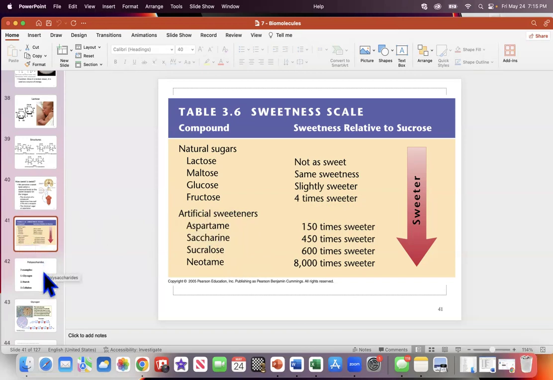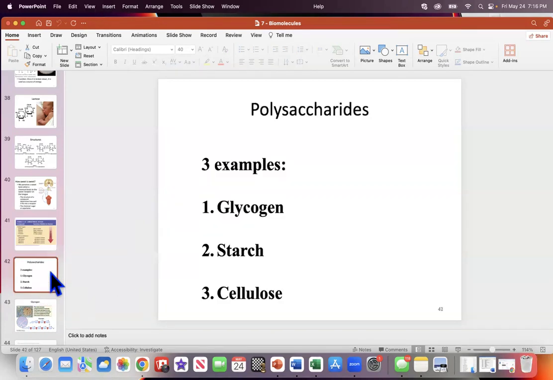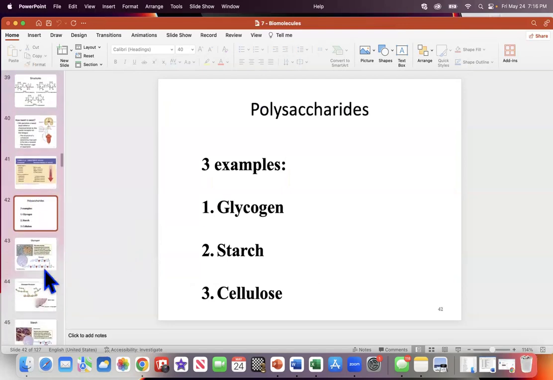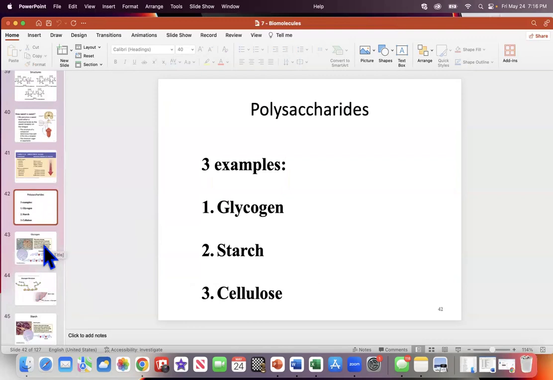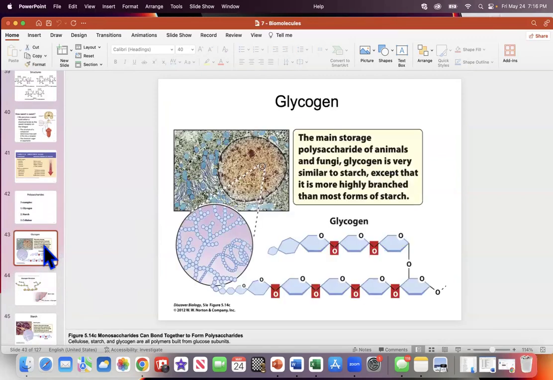But some studies show they also have some side effects. So we consider them not healthy from the scientific point of view. Okay, the last one is polysaccharide. Polysaccharide is more than three combined together: glycogen, starch, and cellulose.